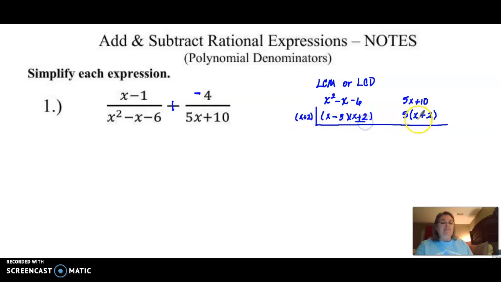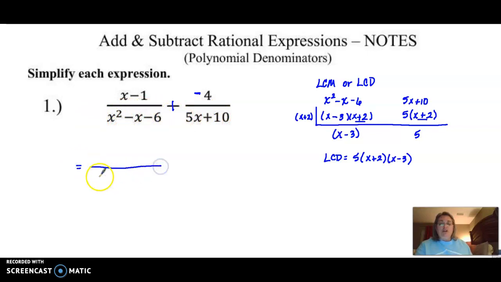Notice each of them have an x plus 2. So if I were to divide this by an x plus 2, I would be left with an x minus 3. If I divide and take out an x plus 2 here, I'm left with a 5. So our LCD would be 5 times x plus 2 times x minus 3. So that's what our denominator becomes over here. That's what we want it to become.